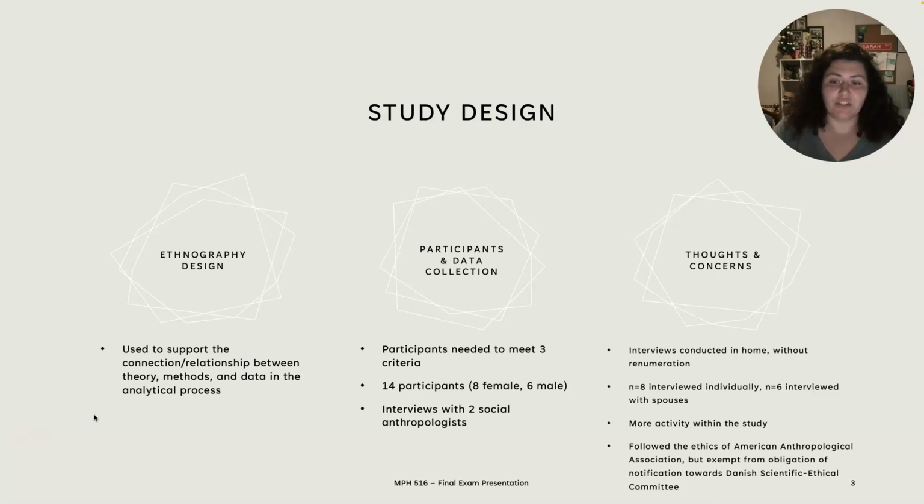And lastly, patients who had no manifest cardiovascular disease or symptoms of it, people who were asymptomatic. So out of those 5 general practitioners who agreed within the study, they reached out to 15 patients, 14 of which accepted to do interviews. From those, there were 8 females and 6 males. Within their interviews, they did interviews with 2 social anthropologists.